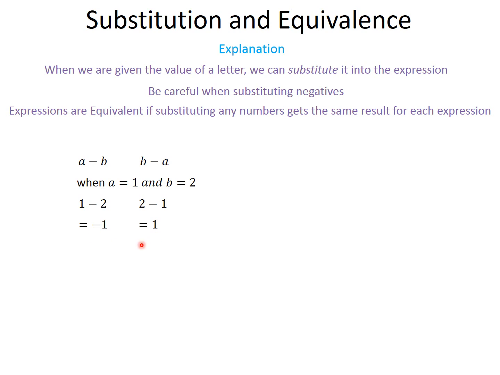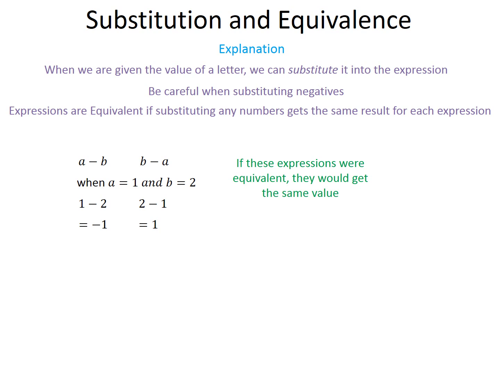See how they've got different values there? That means that they are not equivalent. If they were equivalent, they would always get the same value. So we can say that these guys are not equivalent. When you're substituting your numbers in, it's generally best to pick different numbers, and you want to pick low whole numbers. You want to make it as easy as possible. So 1, 2, 0 is pretty good as well usually.